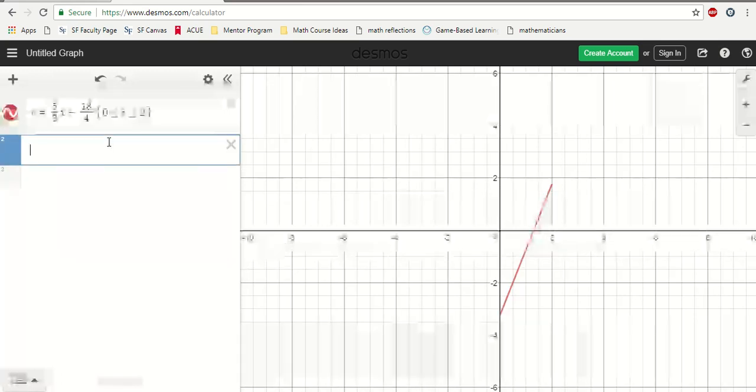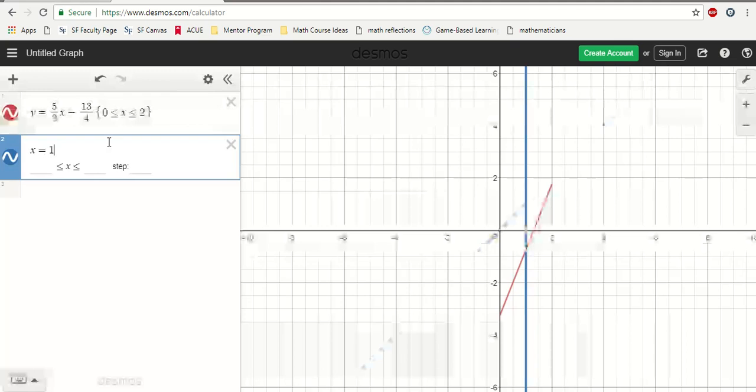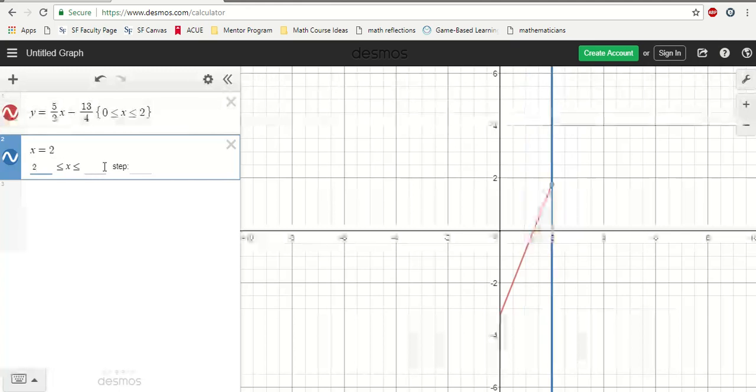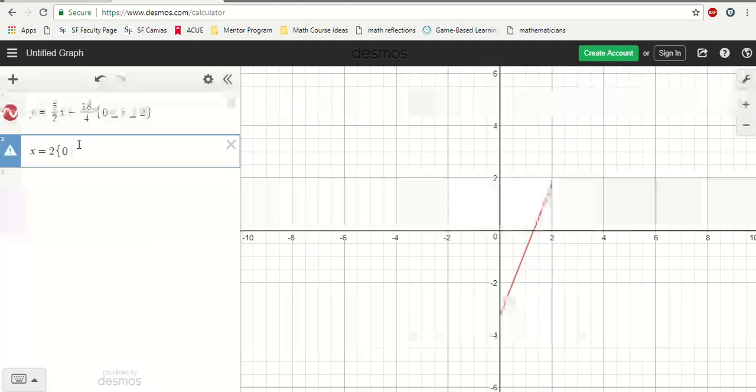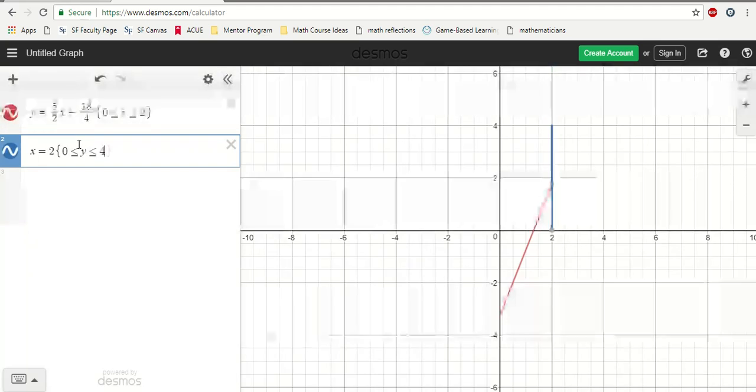If I have a vertical line, so x equals 1, I need to, they actually might be helping me out here. X equals 1 from 2 to 4. Nope, they weren't helping me out. So ignore whatever just popped up there. It's not going to be a domain restriction in this case. When x equals 2 is a vertical line, you actually have to deal with a domain restriction. So I could say 0 less than or equal to y less than or equal to 4.